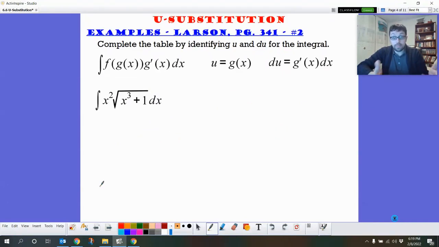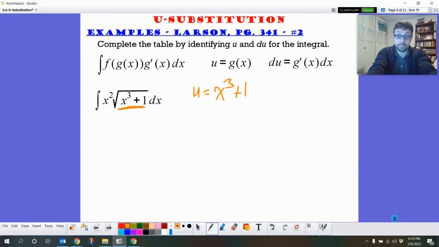In this example, again, I'm looking for something that is the innermost part of my function. So I say, okay, well, I've got that, there's an x squared out front, but I see sort of this outer innermost thing, that x cubed plus one, that's inside of a square root. So our u then is going to be the thing inside of that square root. So x cubed plus one.